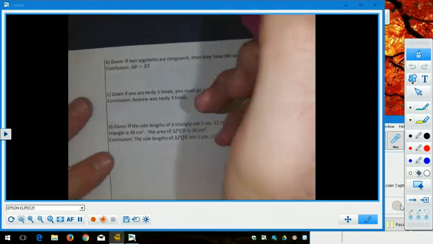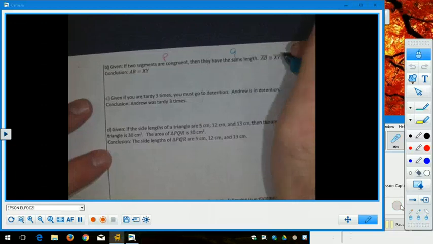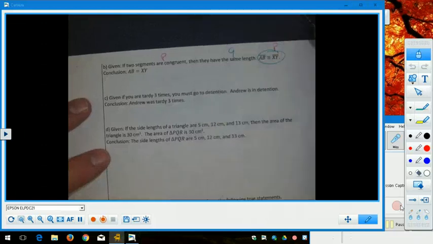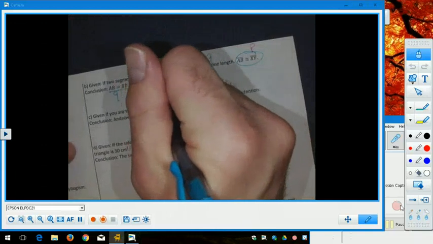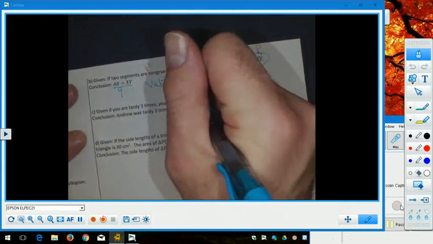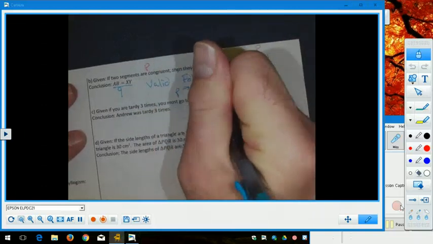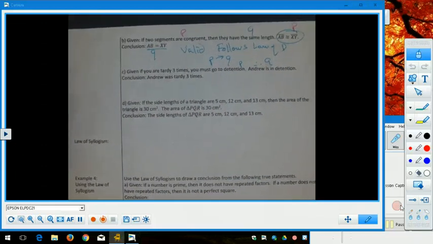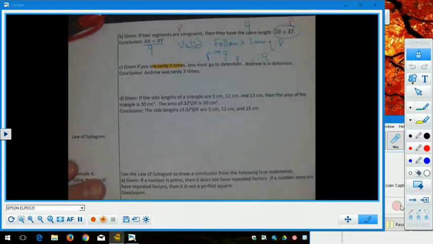Welcome back. If two segments are congruent, that's our hypothesis, then they are the same length. They're telling us here that they are congruent, so that is P, and their conclusion is that they are equal in measure. That's basically saying they're the same length. So this is a valid argument. It follows the law of detachment, which is P to Q, P happens, conclusion Q happens. If you are tardy 3 times, so there's our P, tardy 3 times, you must go to detention, so that's our Q.